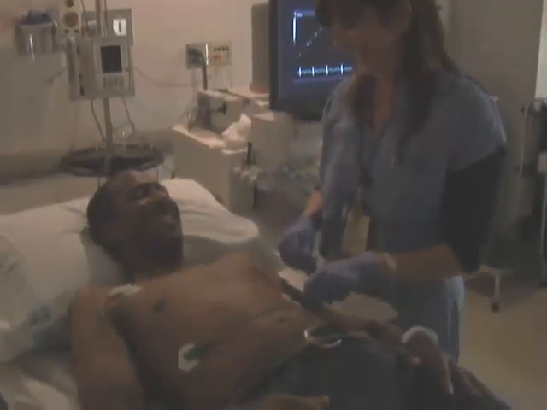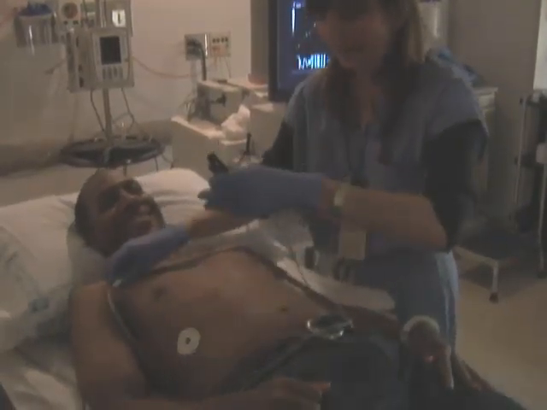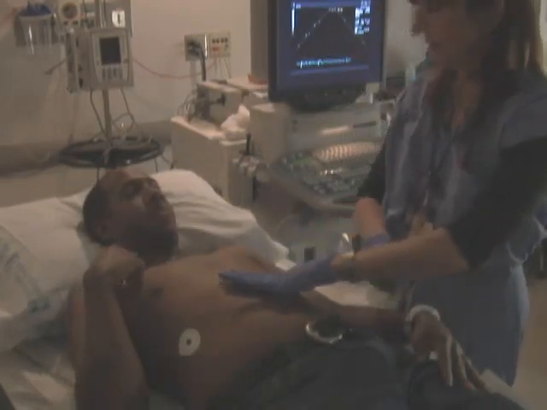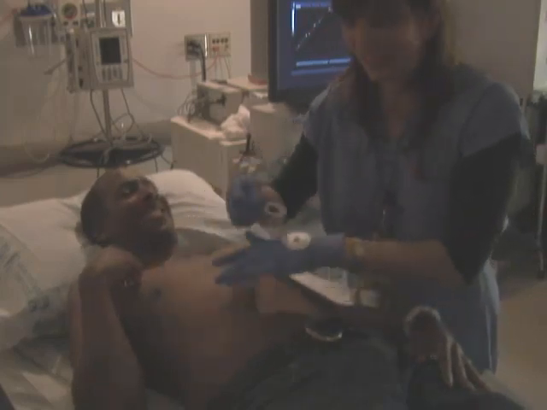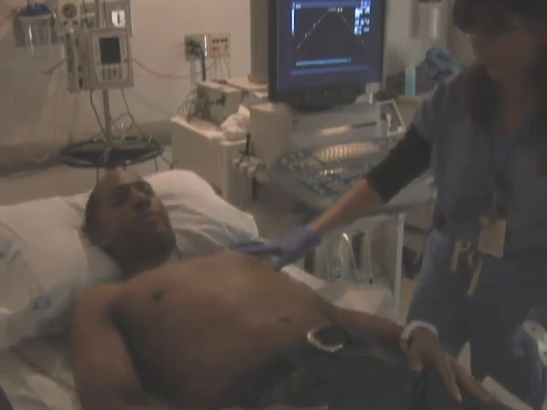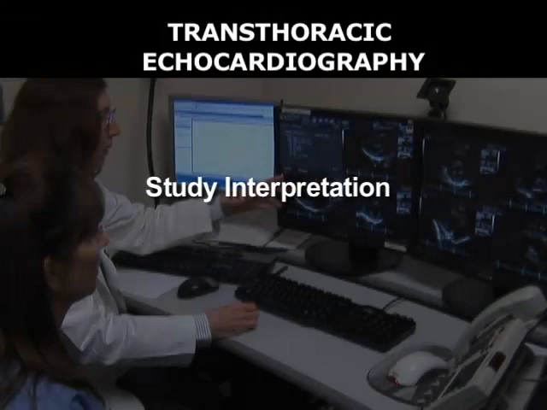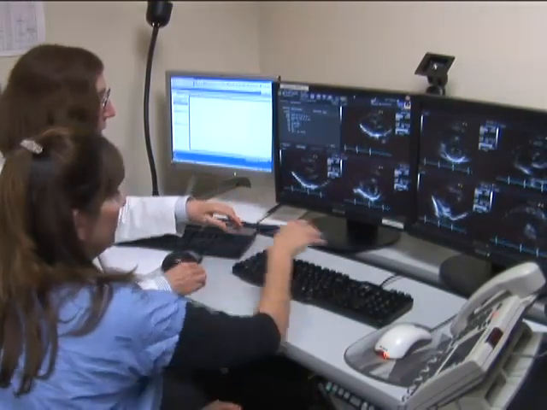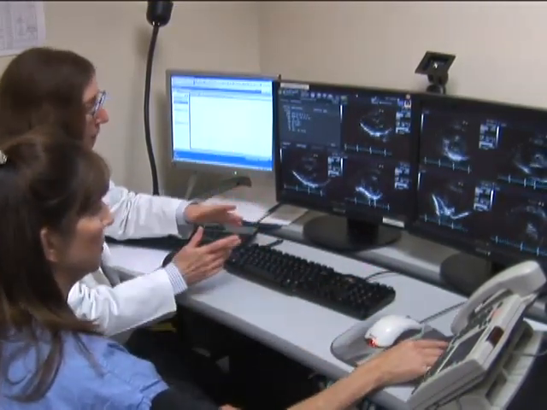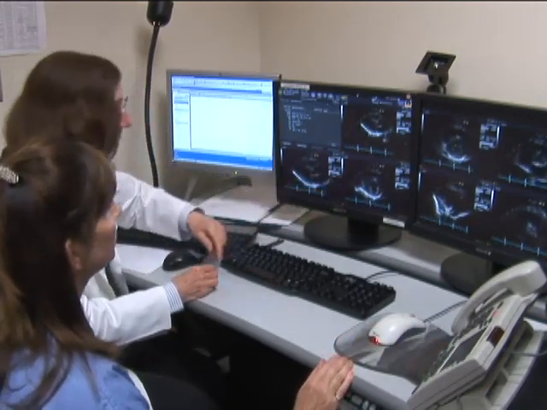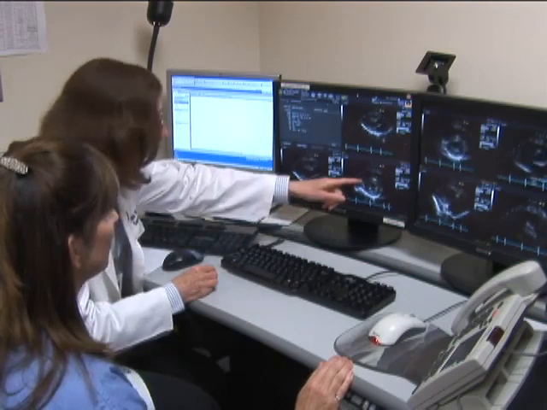When the examination is complete, the ECG leads are removed, gel is cleaned from the chest, and the patient is ready to leave. The sonographer then completes measurements and image selection and prepares the study for physician review. The physician reviews the images, ideally with input from the cardiac sonographer, prepares the final interpretation, and communicates the results to the referring healthcare provider.